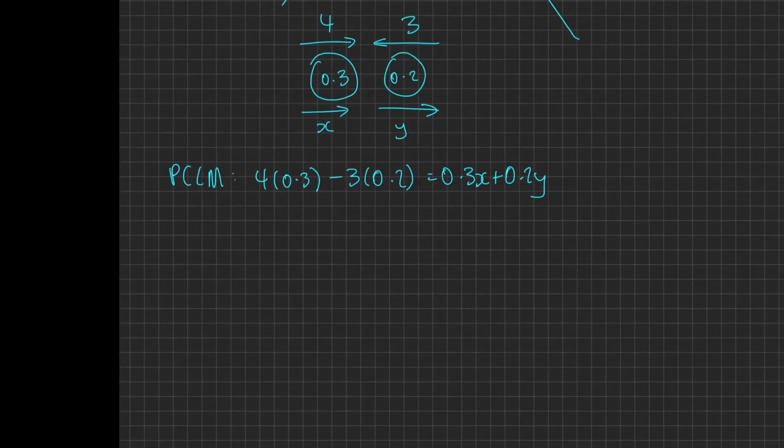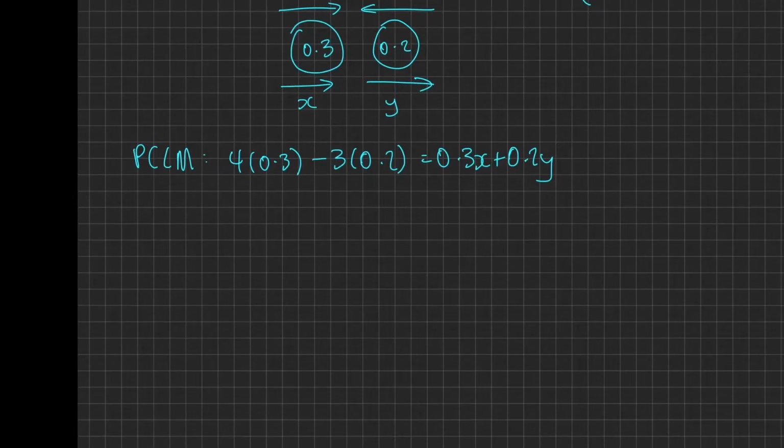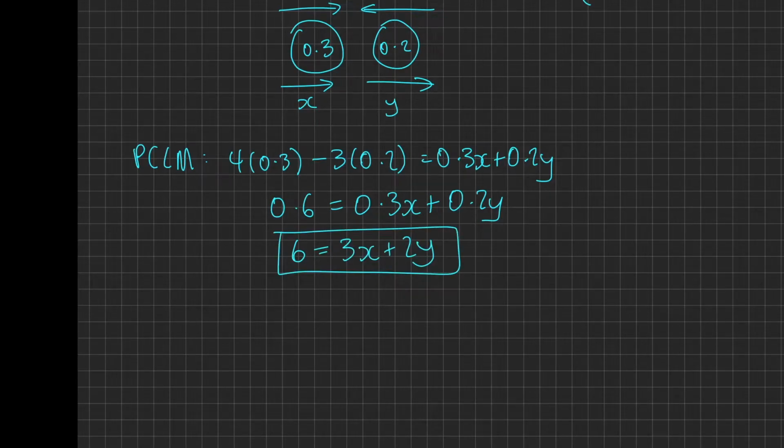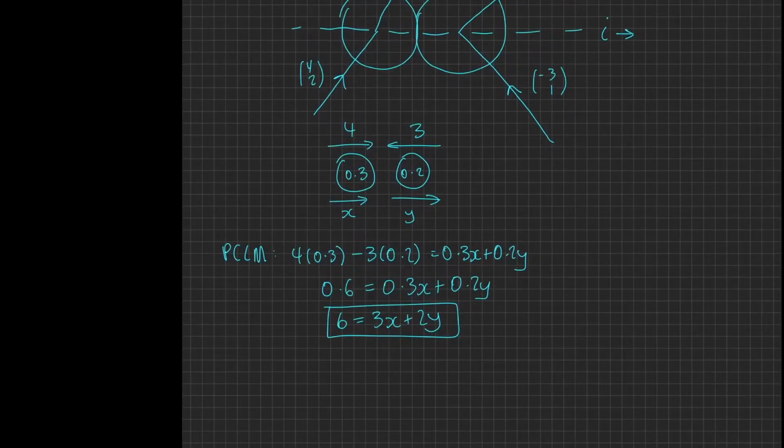So let's sort this out. 4 times 0.3 is 1.2, take away 3 times 0.2. That gives us 0.6 on the left is 0.3x plus 0.2y. And we'll times everything by 10 to tidy it up: 6 equals 3x plus 2y. Now, there's one equation that we have. However, we've got two unknowns and one equation, so we're not getting very far just using that.